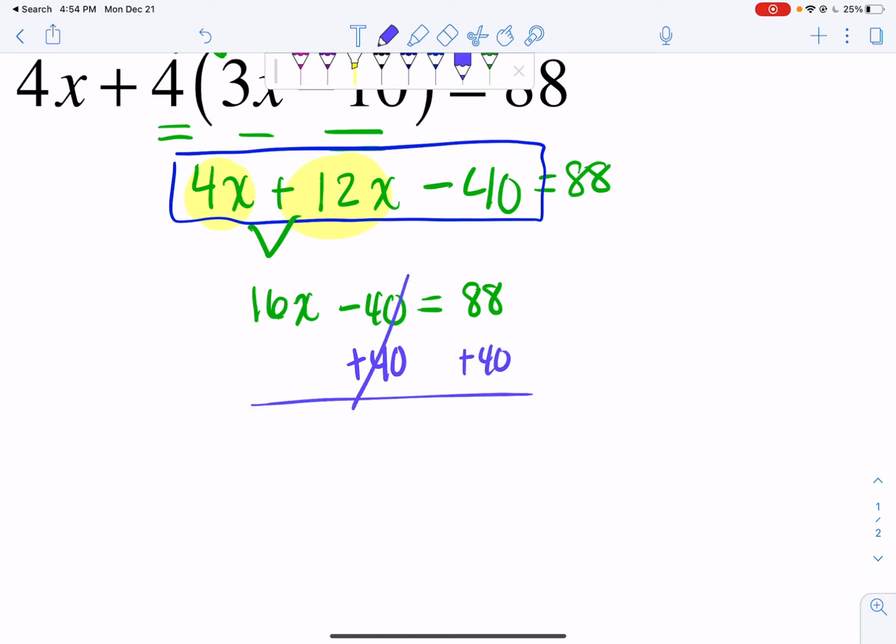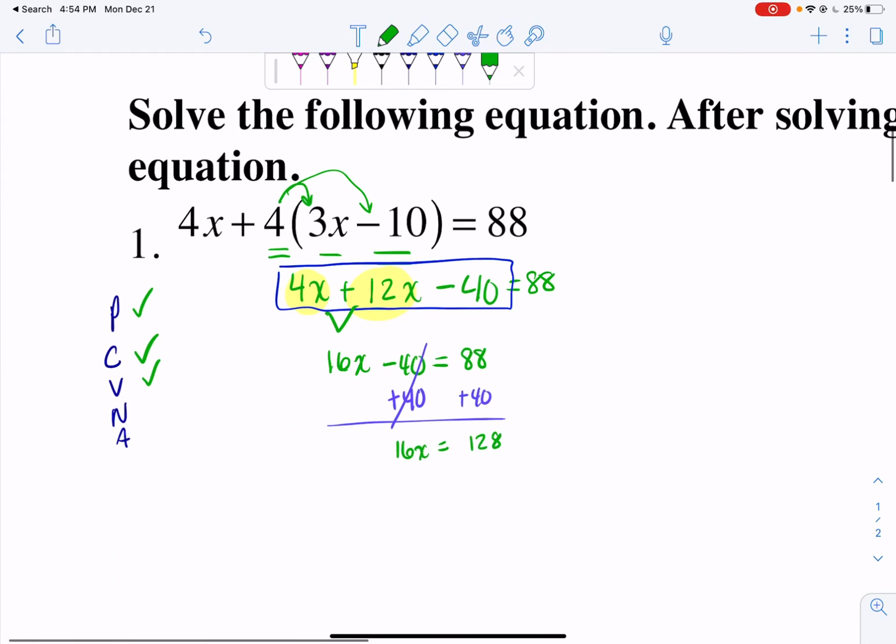My 40s cancel, and then I get 16x equals 88 plus 40, which is, I believe, 128. Let's double check. Yep, it's 128. I'm never wrong. And now I see all my numbers are on the right-hand side, so I check it off.